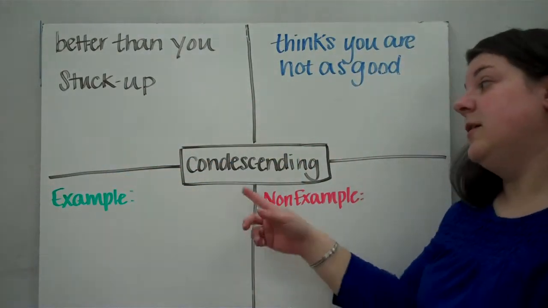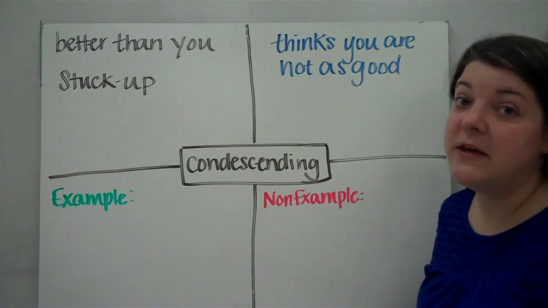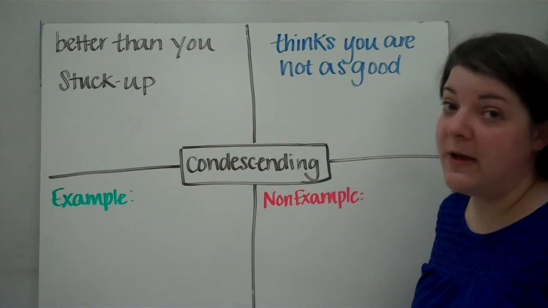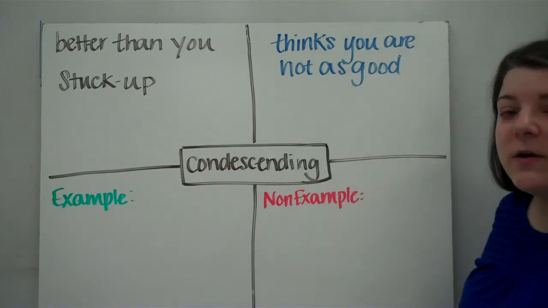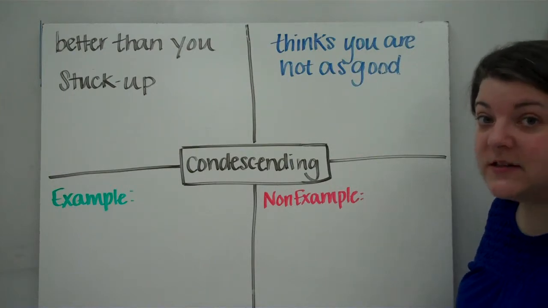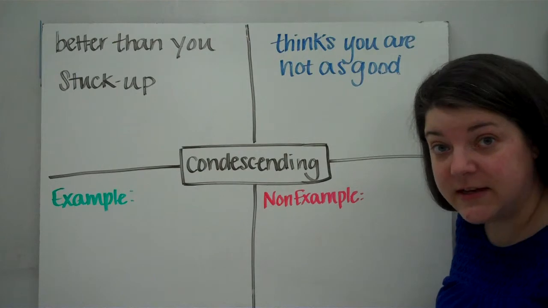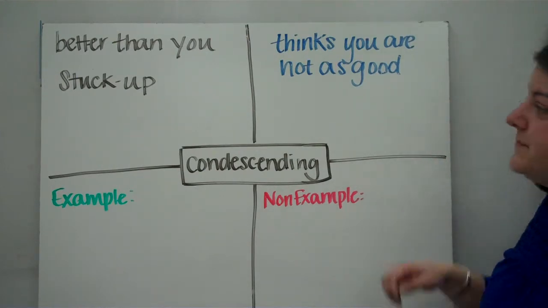Our next word is condescending. Condescending means someone believes and they act in a way that shows that they are better than you or that they're stuck up. So they think you are not quite as good and they act in a way that shows that. So give me an example of someone who is condescending in your life. Give me a non-example of someone.